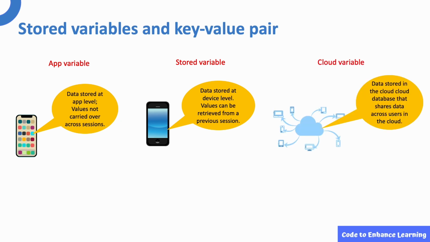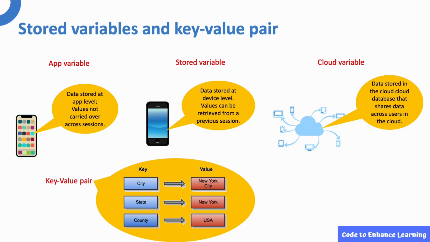Cloud variable works across screens but is also saved to a cloud database that shares data across users in the cloud. In our app, we will be using the stored variable to store the high score so that it is available across multiple games played on the same device. While a stored variable stores a single value to the device, you can also store multiple values to the device memory by using a key value pair. A key value pair is a data type that includes two pieces of data that have a set of associated values and a group of key identifiers.